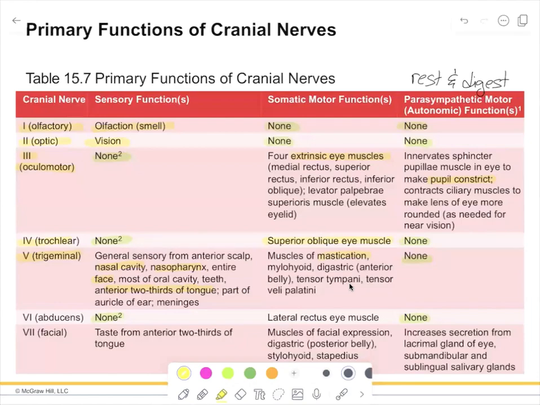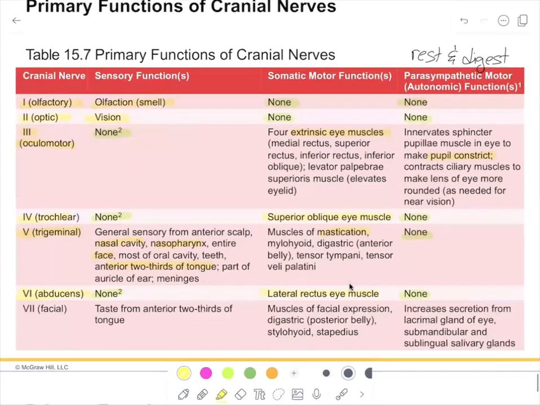The sixth cranial nerve is called the abducens nerve. It has no sensory function, and its motor function would be a muscle of the eye. And again, you don't need to know the names of the muscle of the eye. Just know that they are extrinsic eye muscles. These two are extrinsic eye muscles.